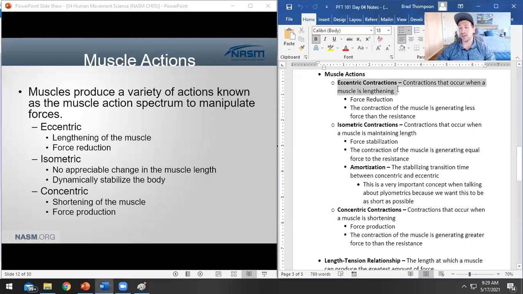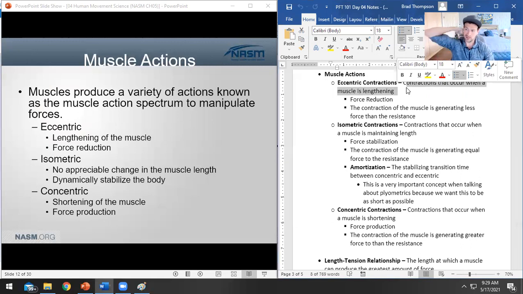So the first one we'll talk about is actually not even the pulling part. We'll actually talk about the lengthening part first. So we're going to talk about eccentric contractions. You'll sometimes hear people say it differently, but eccentric contractions are contractions that occur when a muscle is lengthening. So when you are lengthening a muscle back to its neutral position, right? Let's say it was bunched up like this, and then you are lengthening it back to normal, right? That is an eccentric type contraction.